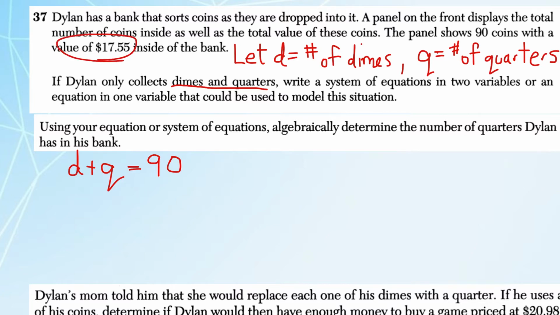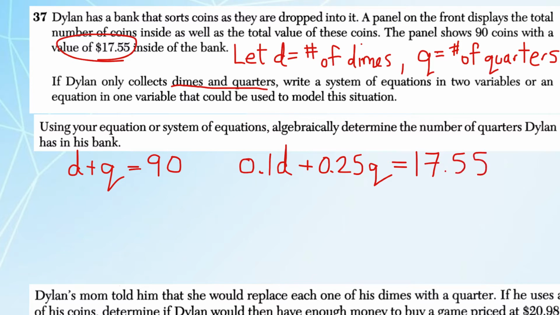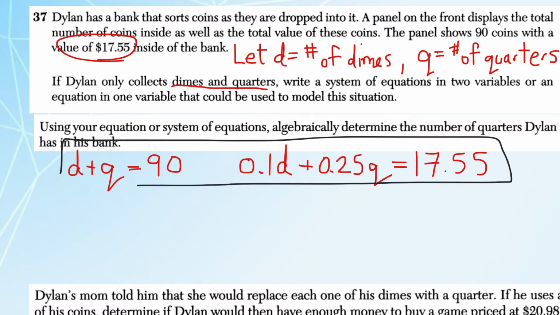The other equation we can use is based on the value of the money in the bank. We know that dimes are worth 10 cents, so we take 0.1, the value of a dime, multiplied by the number of dimes they have, plus 25 cents per quarter. So 0.25 represents the value of each quarter, and we multiply it by the number of quarters. By adding those, we get the total value inside the bank, $17.55. So these are two equations that we're going to use.